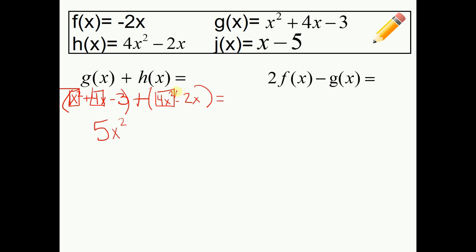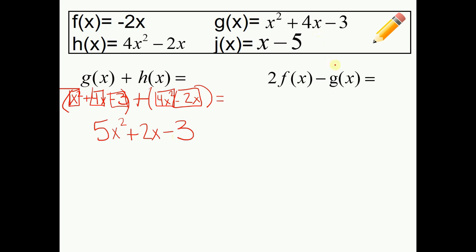4x and a negative 2x. So I got 4x's minus 2x's, that is 2x's left. And then notice, guys, this minus 3, he is all alone. So g of x plus h of x is 5x squared plus 2x minus 3. Not too bad, right? Now we have 2f of x minus g of x.